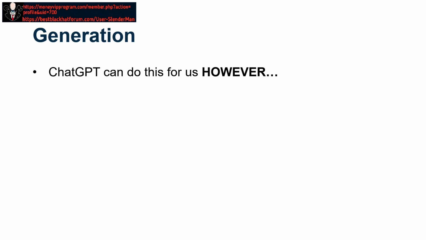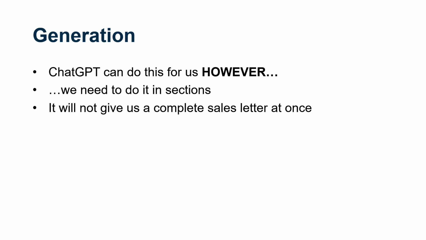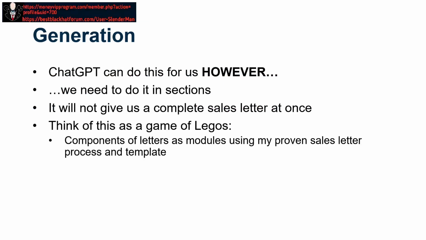So let's talk about the process of generation. Now, we have mentioned before that ChatGPT can do this for us. However, we need to do it in sections, and it's not going to give us a complete sales letter all at once. We just can't say, hey, here are my hooks, here are my benefits, give me a sales letter. Not going to work that way. The process and the structure that I've given you, you're going to have to work section by section to build a converting letter. So you have to think of this as a game of Legos.